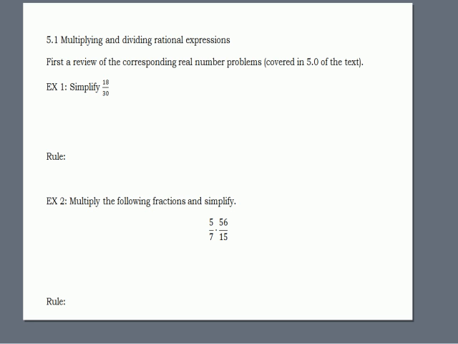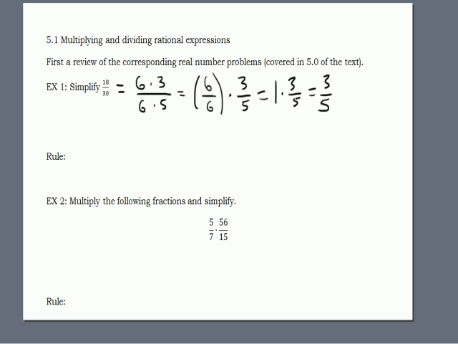Making sure that you did the problem right. To simplify 18 over 30, I'll note that we can factor this as 6 times 3 over 6 times 5, which is equivalent to writing 6 divided by 6 times 3 over 5. Well, 6 over 6 is just 1, so this is 1 times 3 over 5, or 3/5. And that's simplified. In general, the rule for this kind of problem is if I have an expression of the form a times b over a times c, I can simplify this down to just b over c.